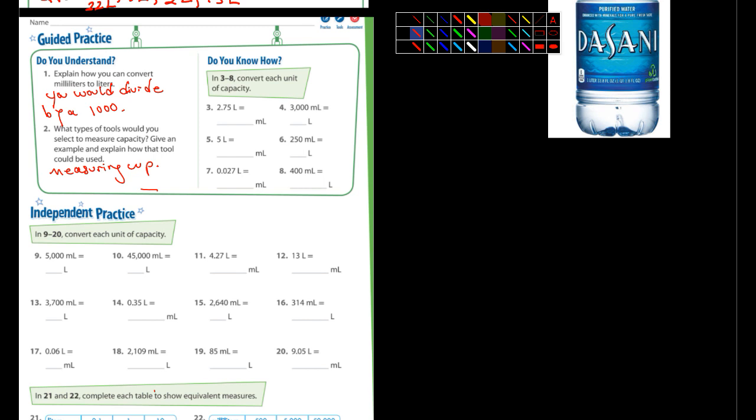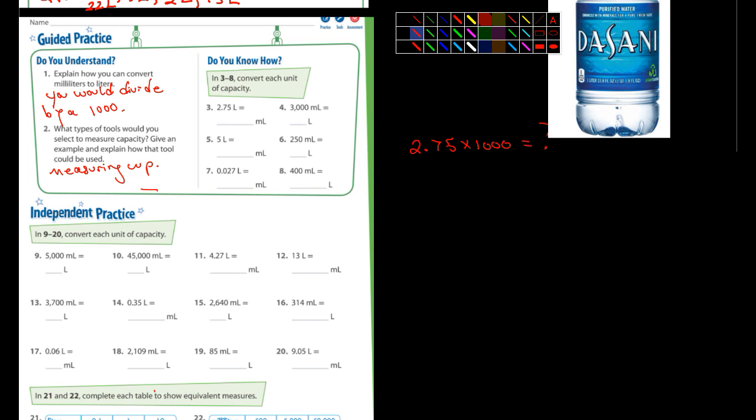So here's what I was talking about a minute ago. Let's just work on the liters here. How would you convert 2.75 liters to milliliters? Well, you have to multiply. So we're going to multiply 2.75 by 1,000. 2.75 times 1,000 equals question mark.